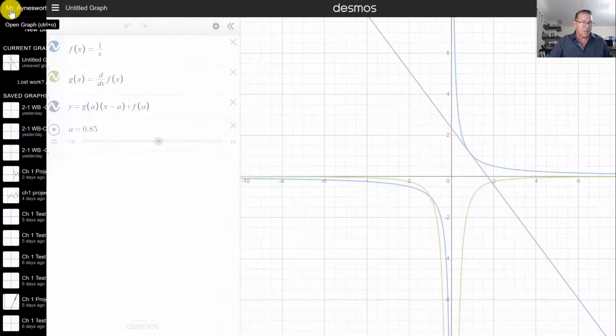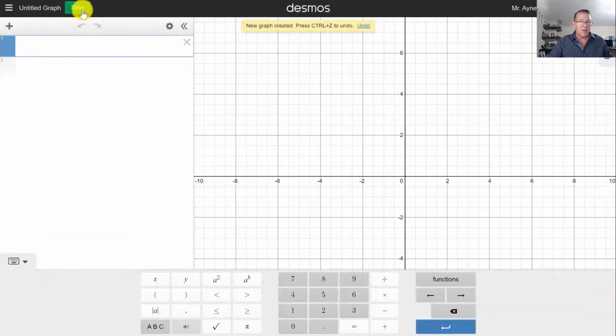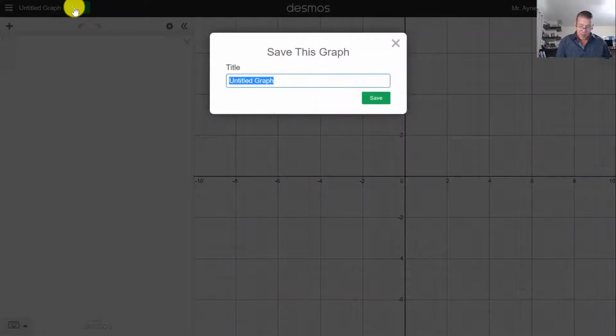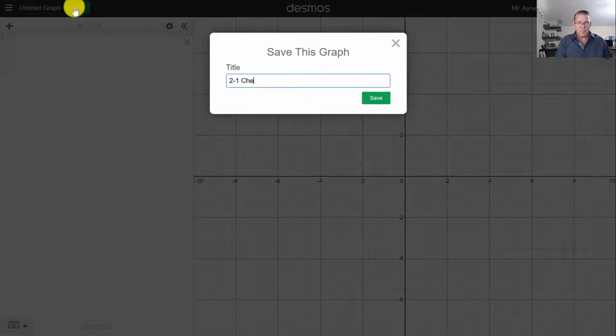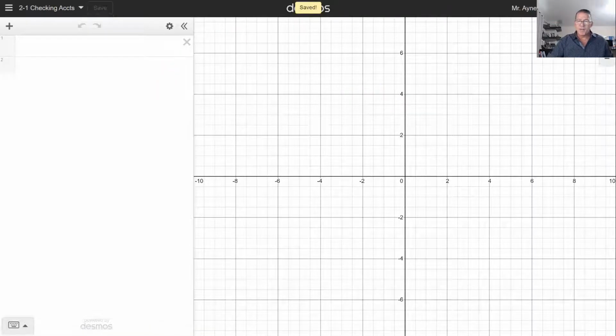First thing we do is get a new blank graph right here. The Desmos graphing calculator allows you to save your work, so hit the save button and put your title in. Okay, 2-1, checking accounts. We're not going to be using the graphing feature, but we can save our work in this, and it does display our results as we develop them. So it's a really good calculator to use. Have that off to the side.